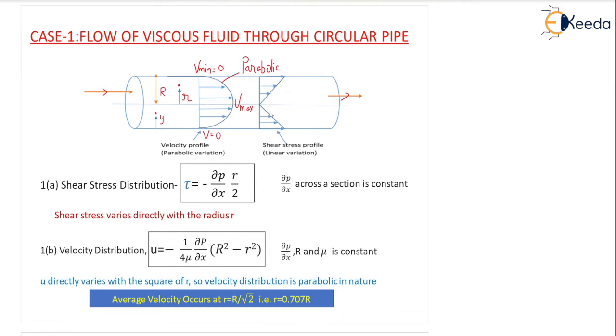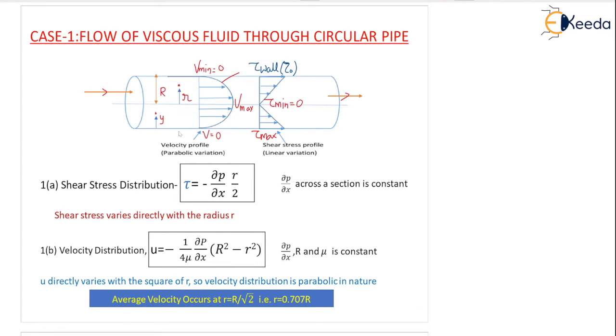Okay, coming to the next one, shear stress profile, you can see here, which is linear. So maximum shear stress is at the wall, tau max I can write here, and shear stress minimum at the center, tau minimum, which is 0, and this is also known as tau wall. So shear stress at the wall is also known as tau wall or tau naught, correct, or tau naught.